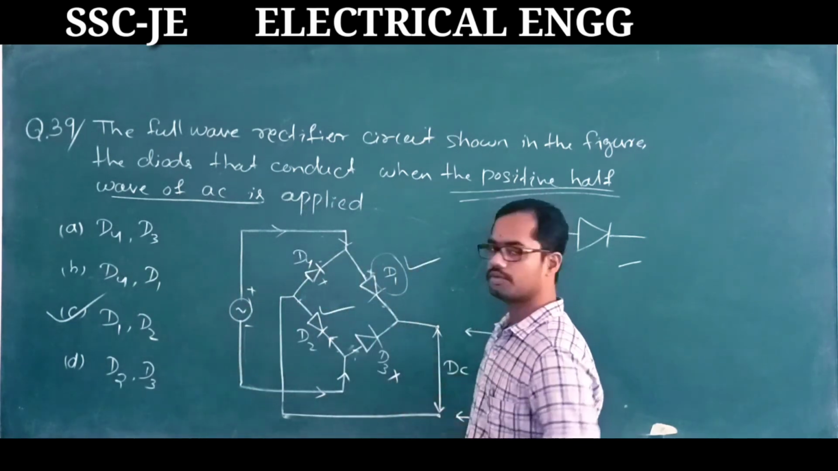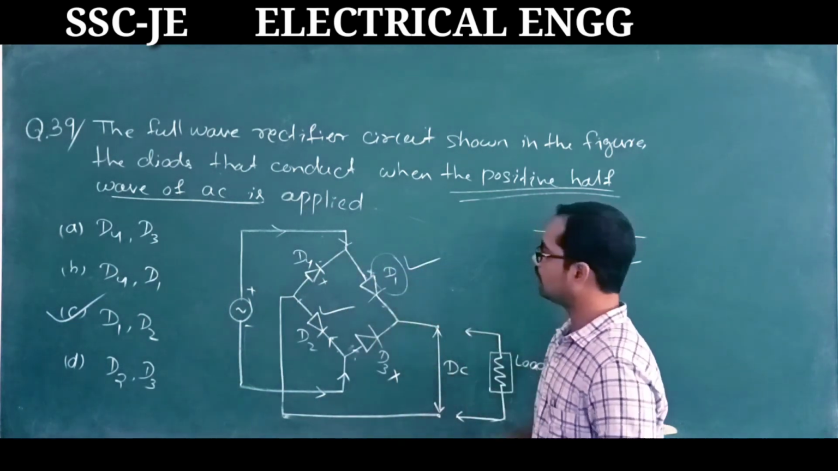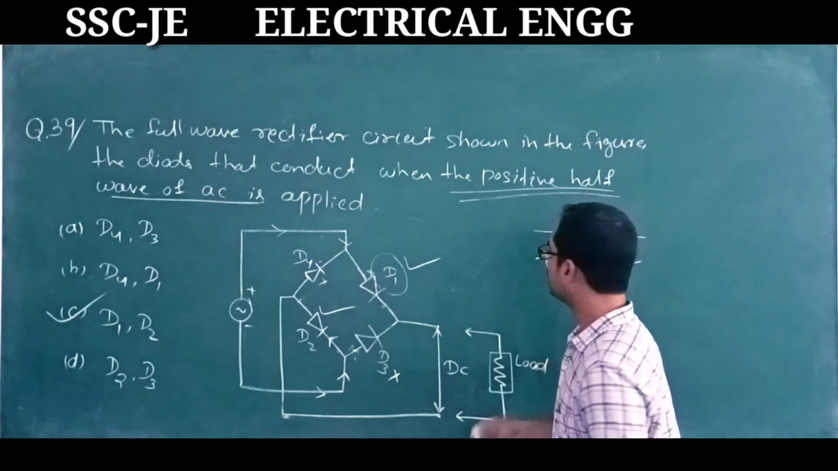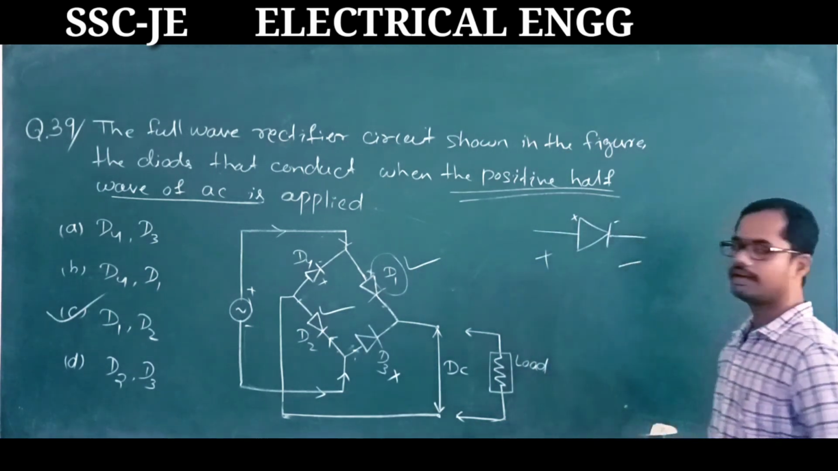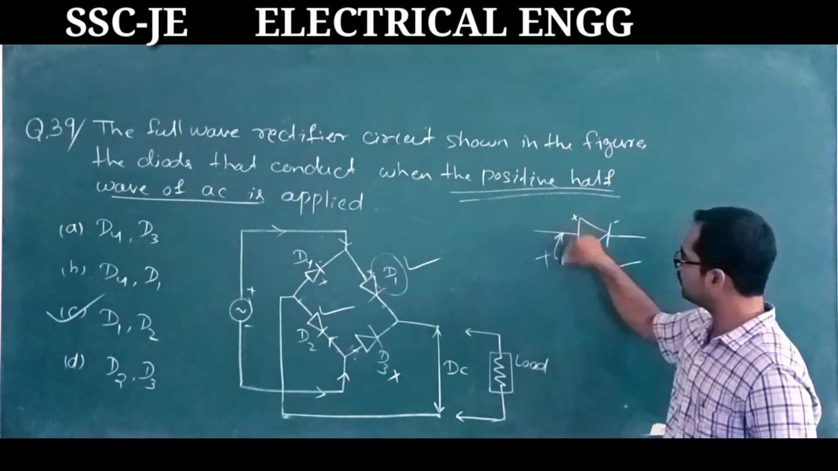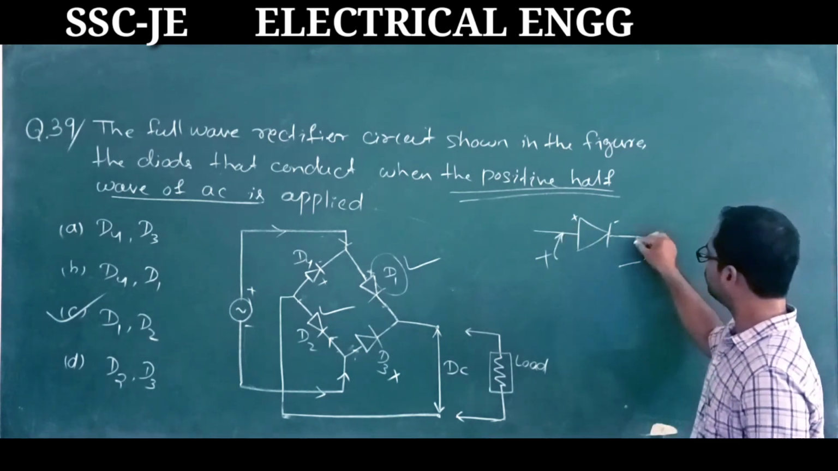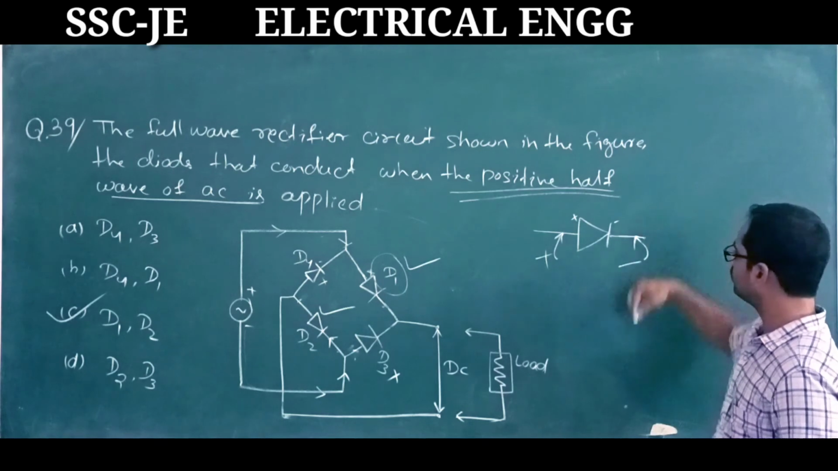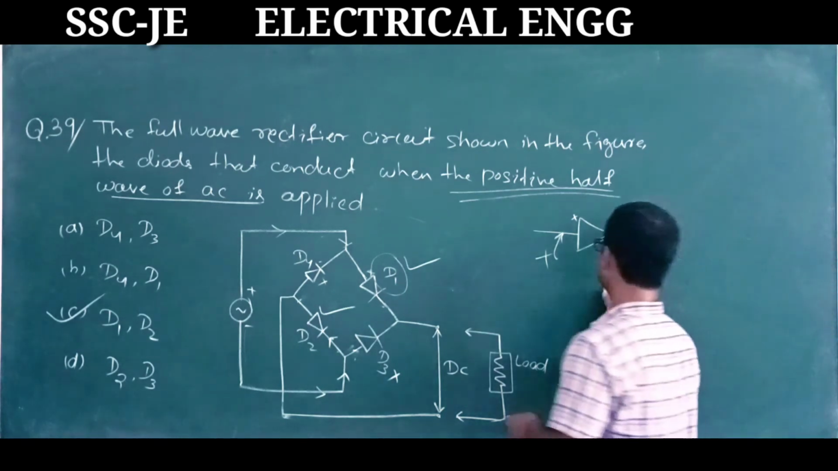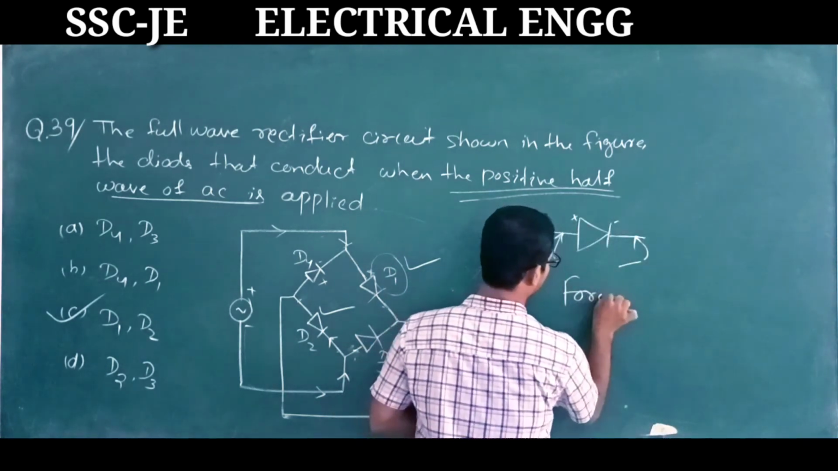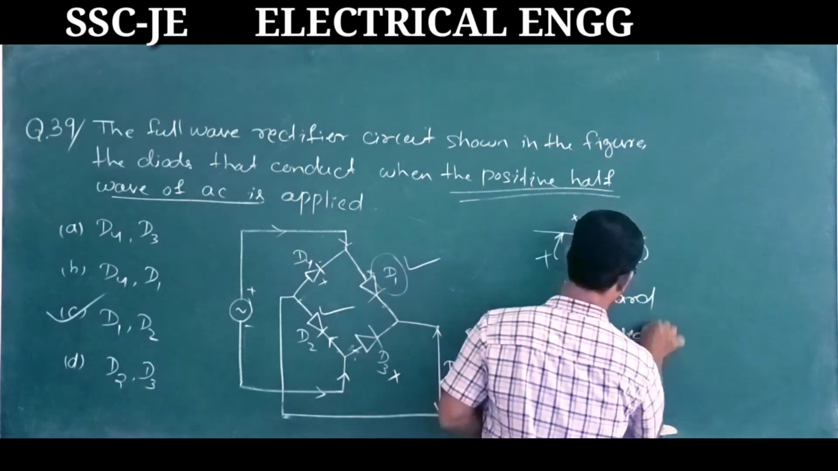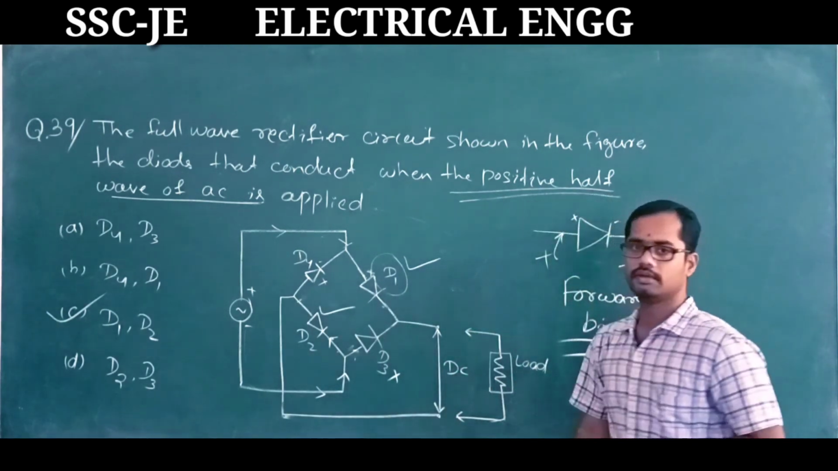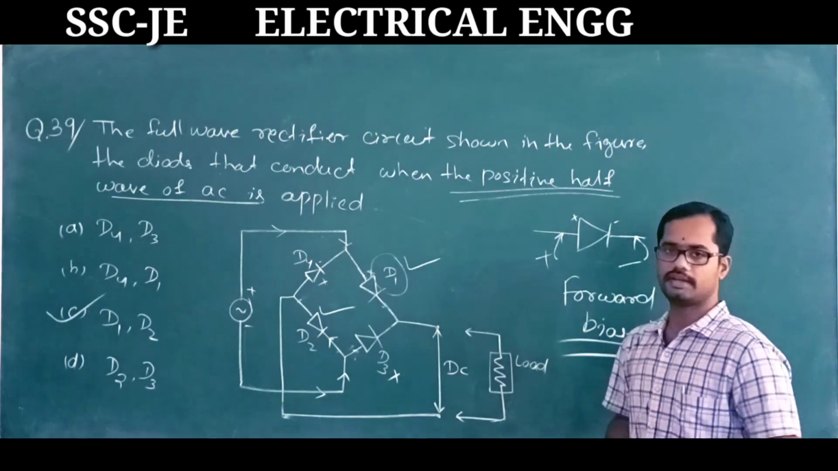In your other questions also, the naming or the supply may change, but you have to remember that if the positive terminal is supplied with the positive and the negative is connected to the negative, then only the diode is forward biased. So the option C is the right answer.